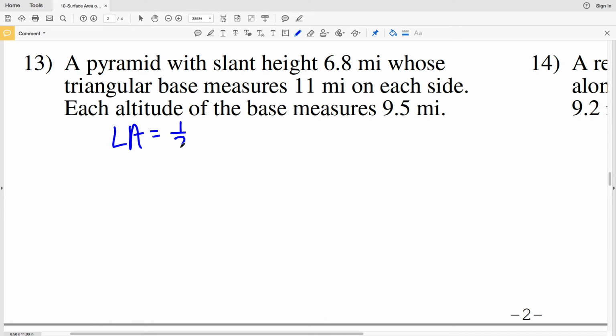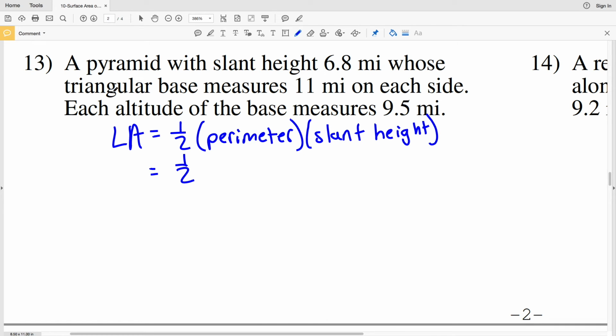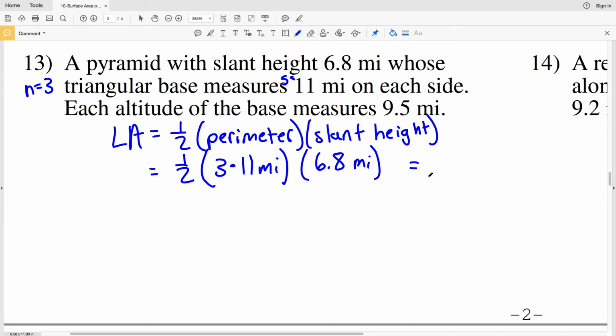So for lateral area, we're taking 1/2 of the perimeter, and we're multiplying that by the slant height or slant length. So 1/2 of the perimeter, well, if it's a triangular base and each side is 11, N is equal to 3, and our side length S is 11 miles. So perimeter is 3 times 11 miles, and our slant height is 6.8 miles. That means that lateral area equals 1/2 times 3 times 11 times 6.8, which is 112.2, and this is going to be miles squared.